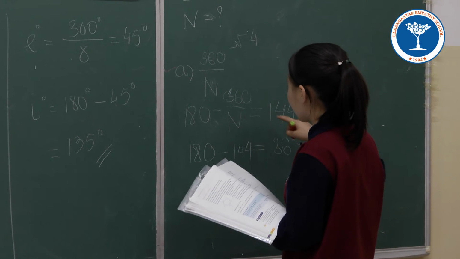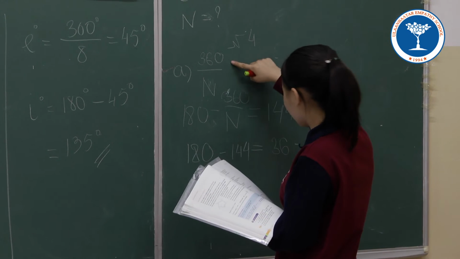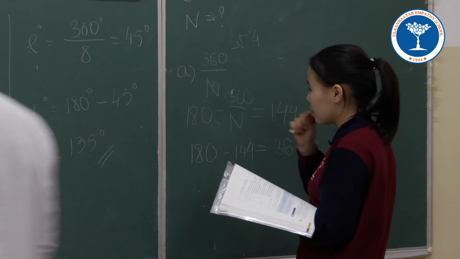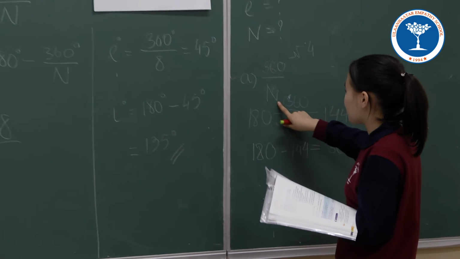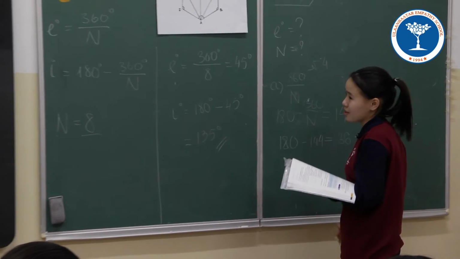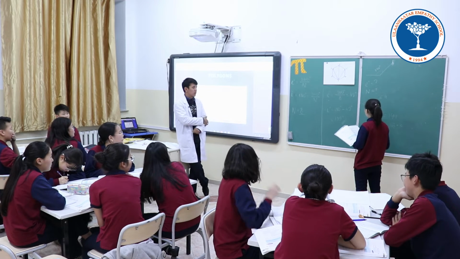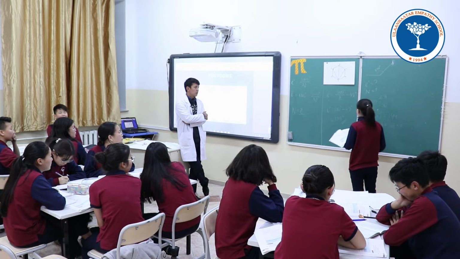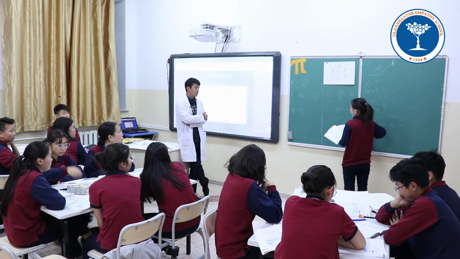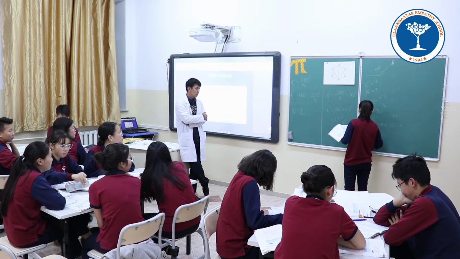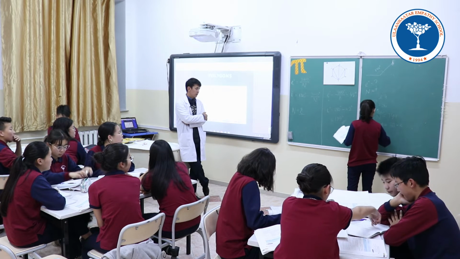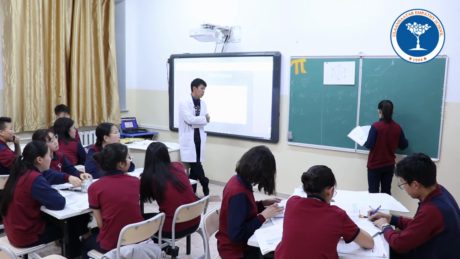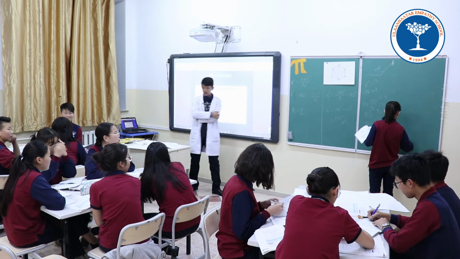To find the number of sides, which formula should we use? This formula, yes? We don't know the number of sides, so 360 divided by n equals what in this question? 36. And to find the number of sides, we just have to divide 360 by 36. And the answer is 10. So the number of sides is 10. Okay, good.